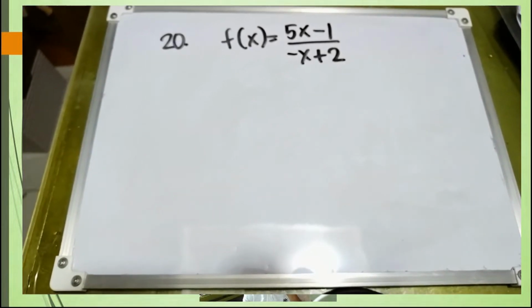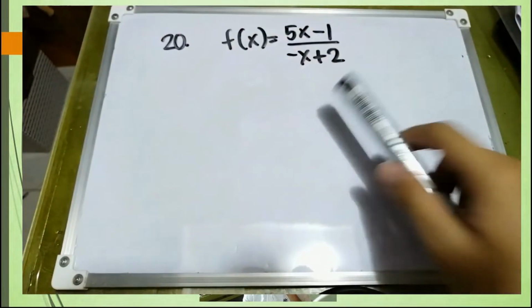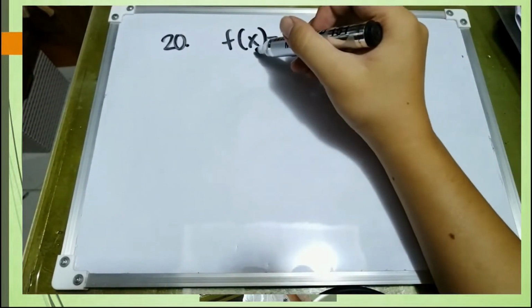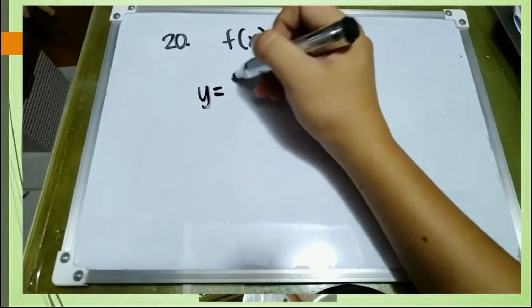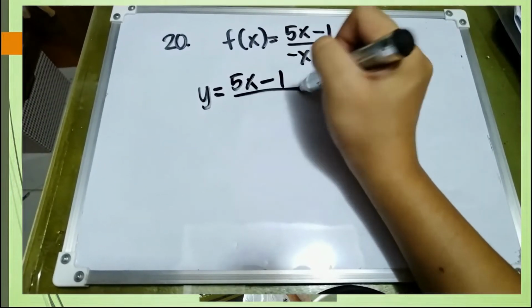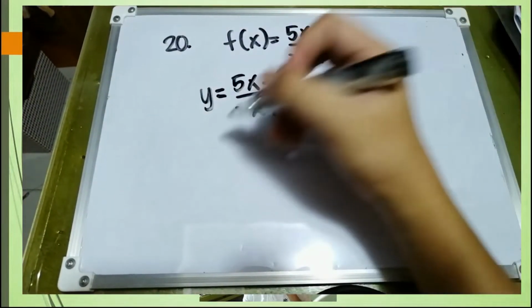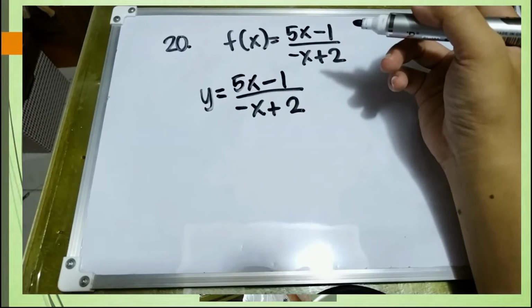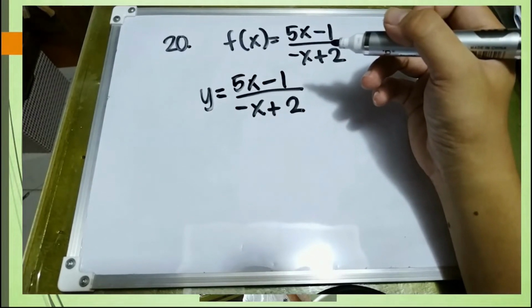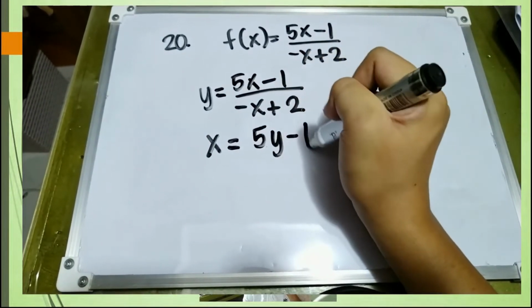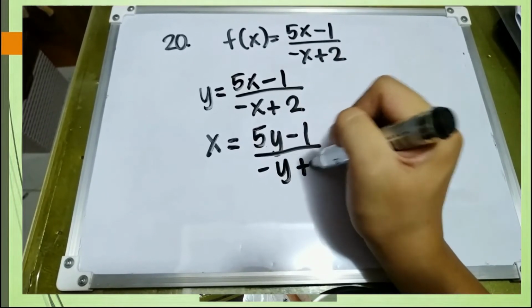Okay, for number 20, what is the domain of the inverse of this function? So let's first find the inverse of this. So f of x is just y. Y is equal to 5x minus 1 over negative x plus 2. Then we're going to interchange the x and y variables. So this one becomes x is equal to 5y minus 1 over negative y plus 2.